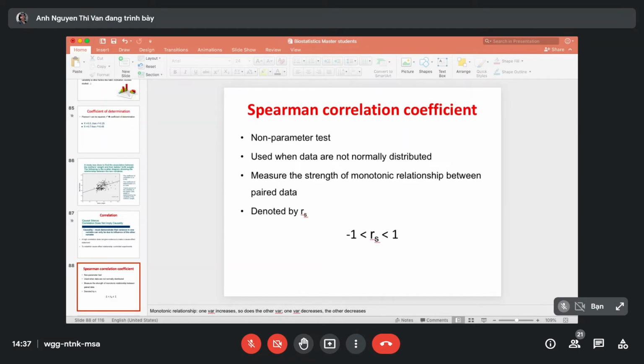Nguyễn Phương Anh, do you know? Maybe I can guess. The monotonic relationship means that when a variable is increased, another variable is also increased, and vice versa. So it means they have the same direction. The same direction? It means always one increases, the other increases. Only that? Always that? And when one is decreased, another is also decreased.